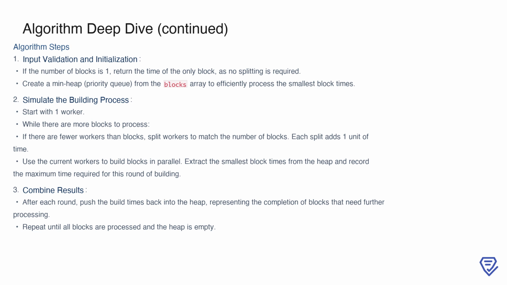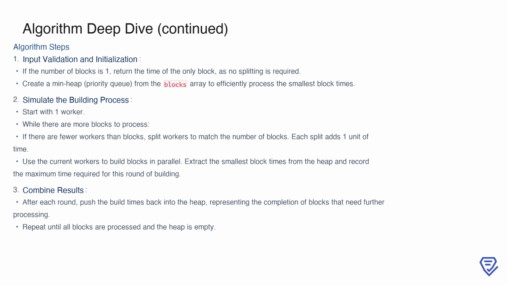First, we handle input validation and initialization. If there is only one block, we simply return its build time since no splitting is needed. For multiple blocks, we create a min-heap from the blocks array, which allows efficient processing of the smallest block times. Next, we simulate the building process. We start with one worker and process the blocks iteratively. If there are fewer workers than blocks, we split workers to match the number of blocks, and each split adds 1 unit of time to the total.